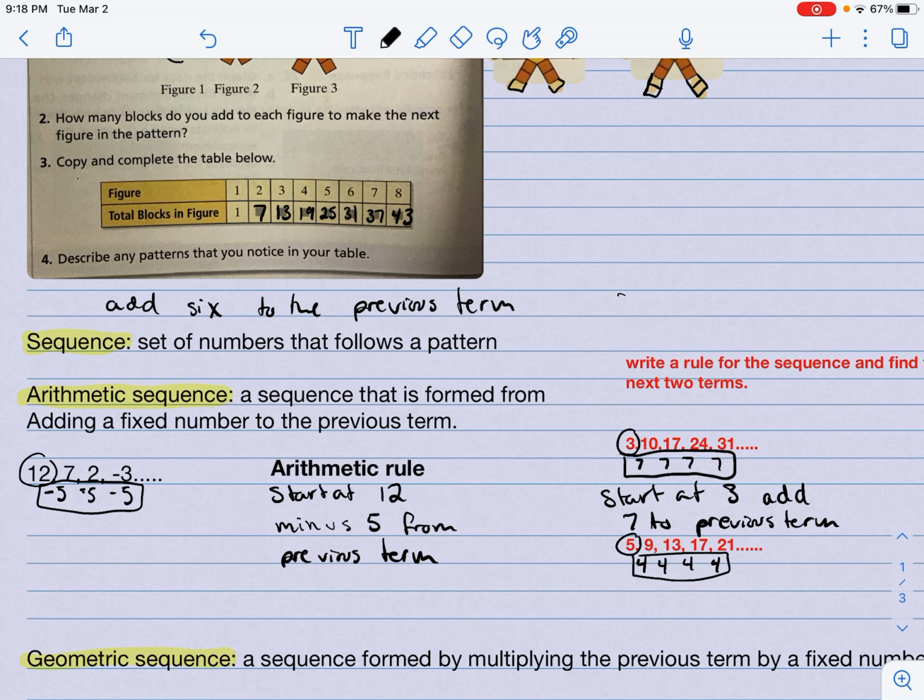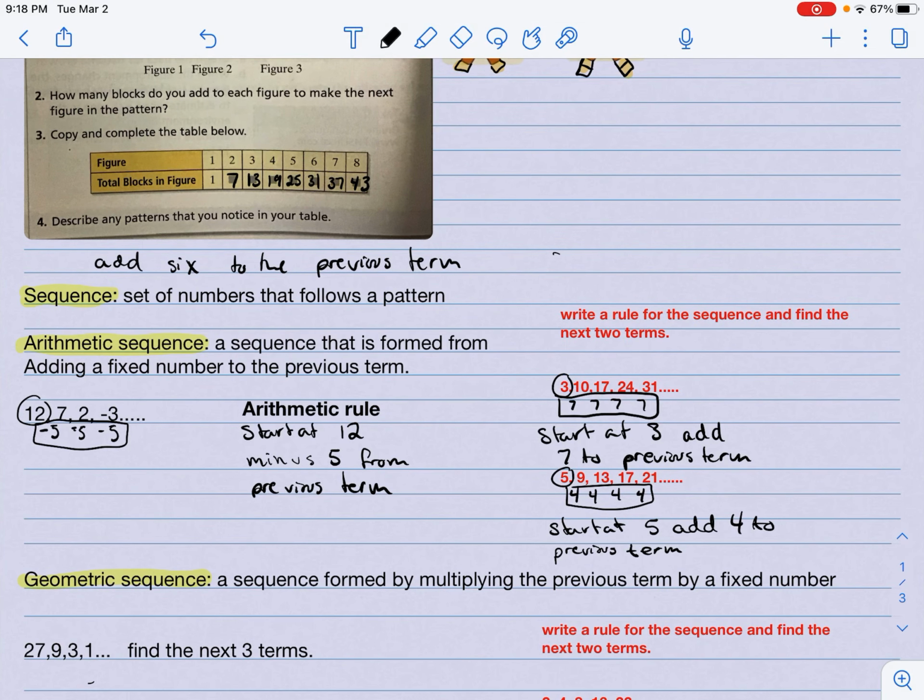We have the number we start at. So start at 5, add 4. And once again, I can go previous term, but start at 5, add 4. Oops, that should be to the previous term, or to previous. And there we have our arithmetic rule.